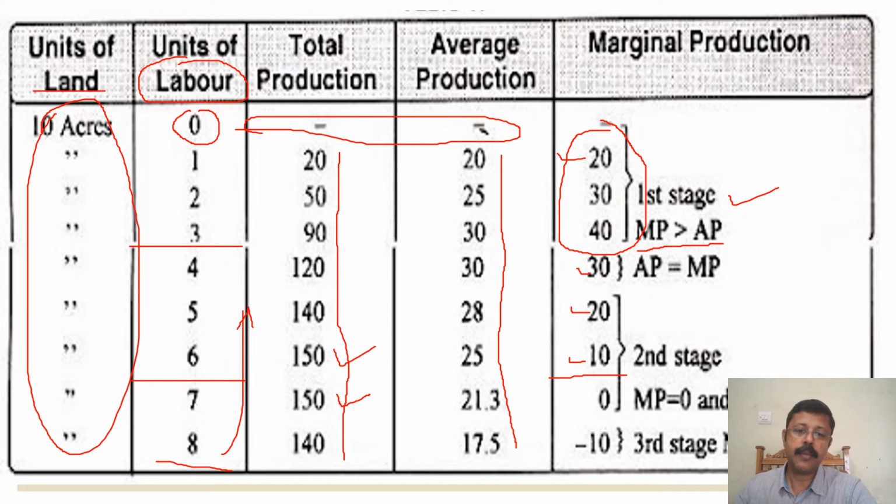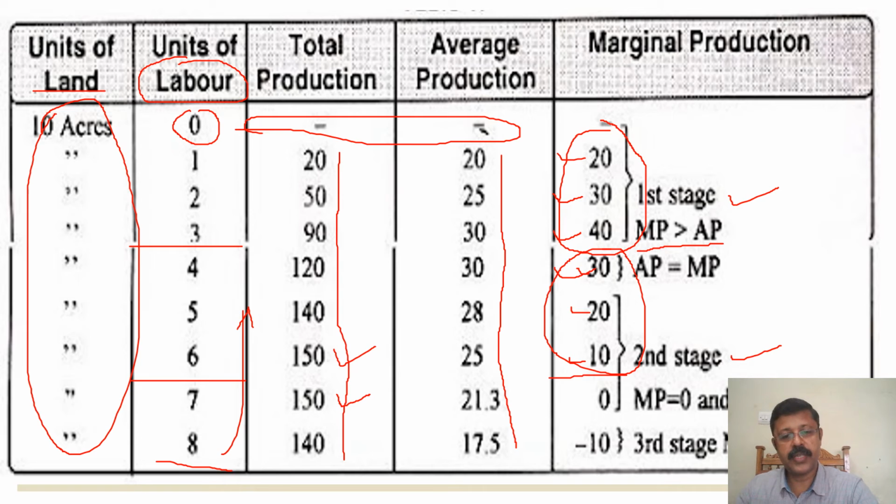When you added more laborers, each laborer gave you 30 units of output. When you added one more laborer, each person gave you 40 units of output. When you added the 4th laborer, average output became 30. For the 5th laborer, average output became 20. And for the 6th laborer, average output became 10. So it is declining at this particular level. This is called the second stage: increasing but at a decreasing rate.